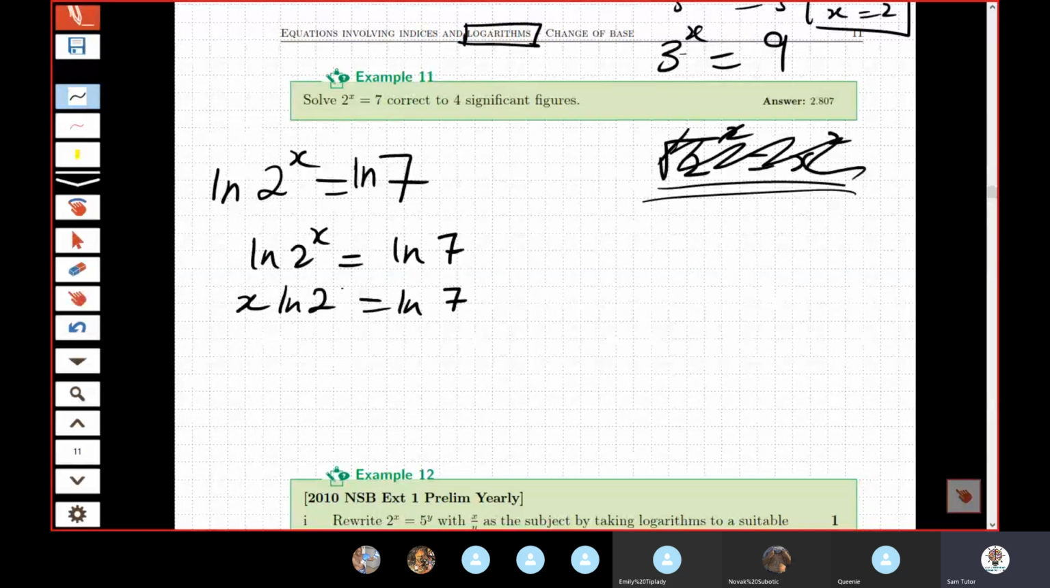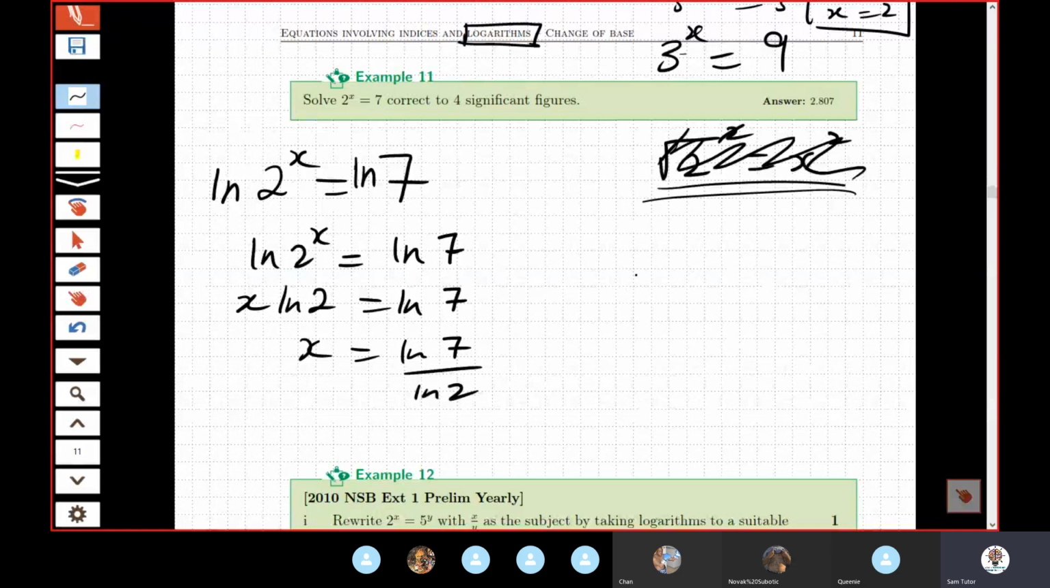And then what would you do, Chan, to get rid of log 2? Careful. Would you bring it to the? Would you divide it by? Yeah, just divide. Good man. And that's it. Plug that into your calculator. You should get 2.807. The reason why I said just be careful with this point.